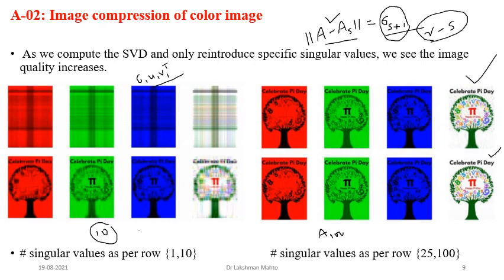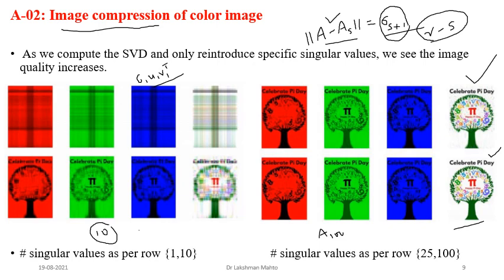So we don't have to go for the original one. In place of that, we can go for this compressed version of the picture, and it gives all the information that is needed. You can even read what is written here: celebrate pi day, pi, and you can see the tree and the numbers. That's why image SVD finds a very interesting application in image compression.